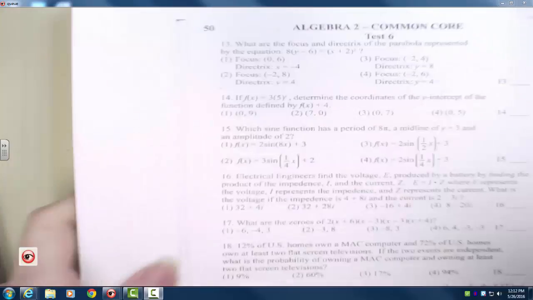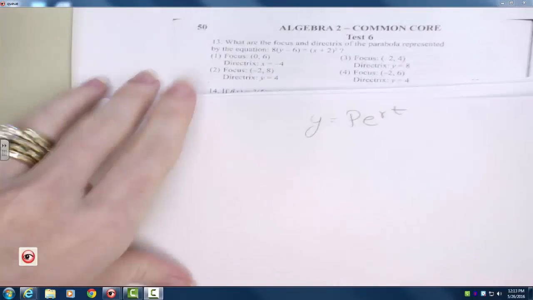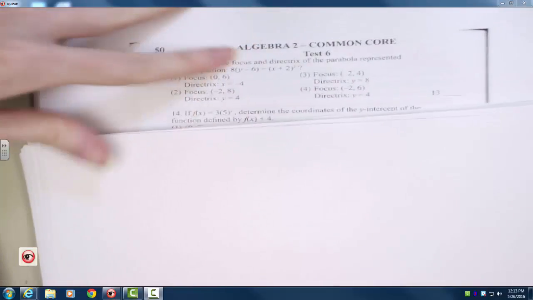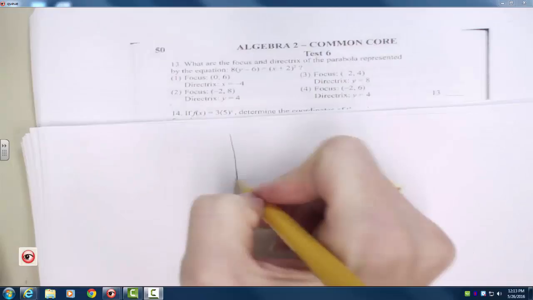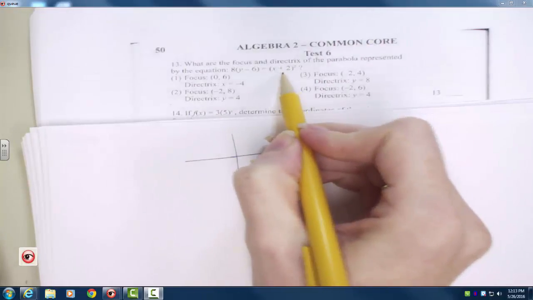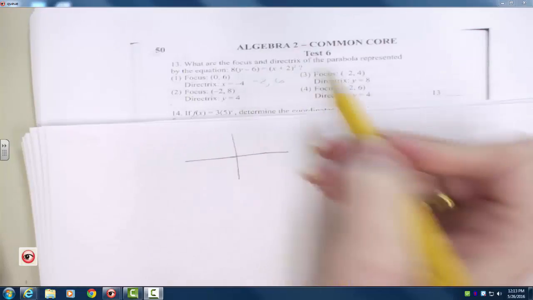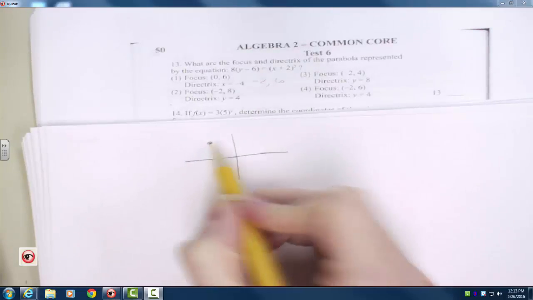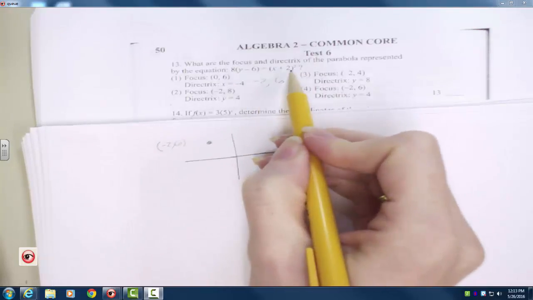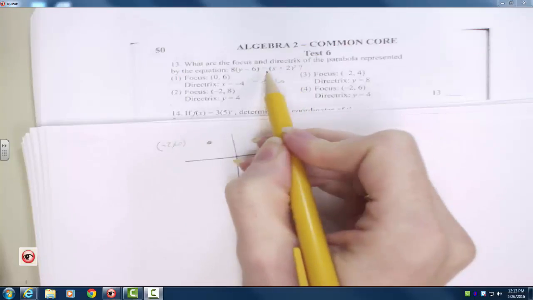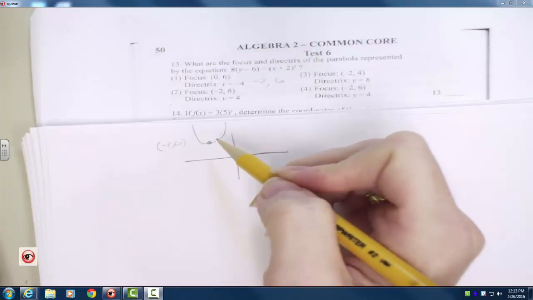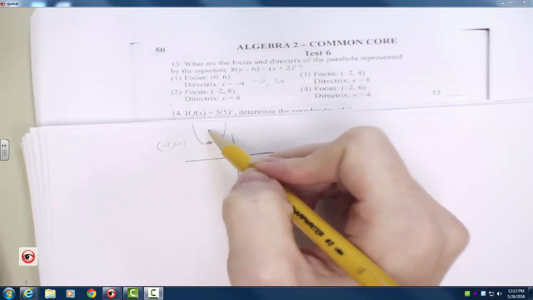Here's a good friend, good old parabolas. So they would like the focus and the directrix of this lovely thing right here. The first thing you need to remember about this is that my vertex is at, because this is a plus, a negative 2, 6. So I find negative 2, 6, and I'm going to plot it right there. Looking at this, x is squared, so it is an up and down parabola. X is positive, so it's an up parabola. All right, so that means that my focus will be inside it up here.